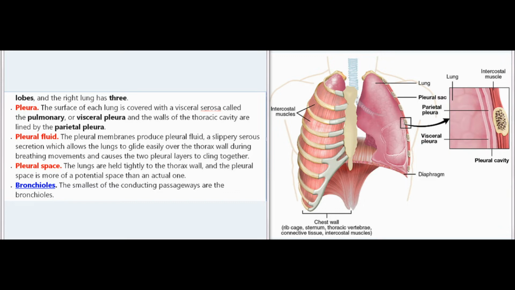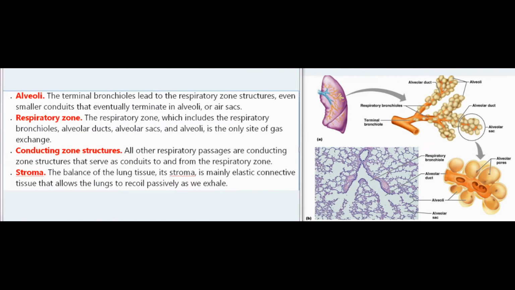Bronchioles. The smallest of the conducting passageways are the bronchioles. Alveoli. The terminal bronchioles lead to the respiratory zone structures, even smaller conduits that eventually terminate in alveoli, or air sacs. Respiratory zone. The respiratory zone, which includes the respiratory bronchioles, alveolar ducts, alveolar sacs, and alveoli, is the only site of gas exchange. Conducting zone structures. All other respiratory passages are conducting zone structures that serve as conduits to and from the respiratory zone.